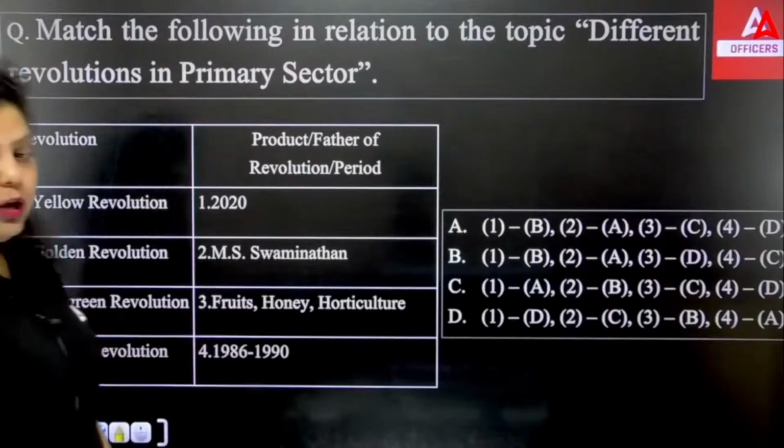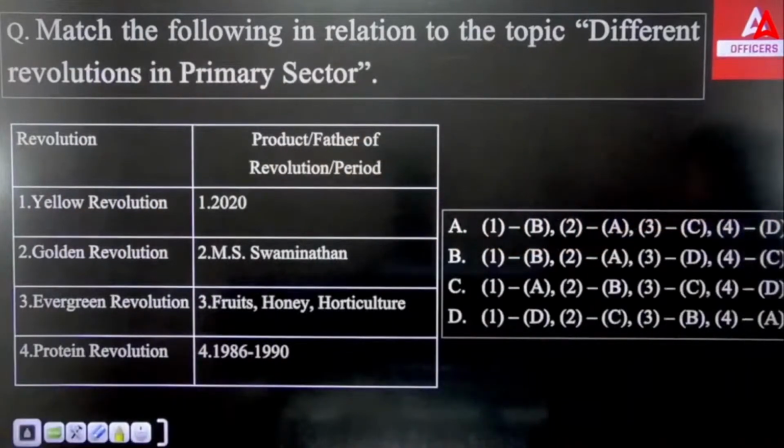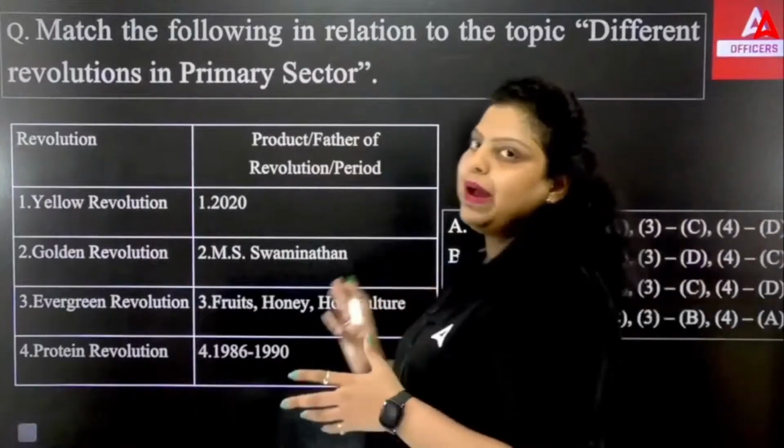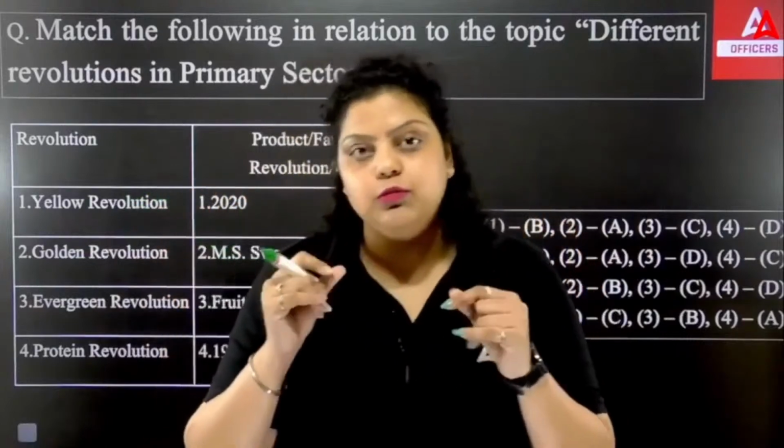So first, let's see, yellow revolution, we have golden revolution, we have evergreen revolution, we have protein revolution. Now the right way to attempt these match the following kinds of questions: first, try to pair the questions or pair the options. Let's pair this.